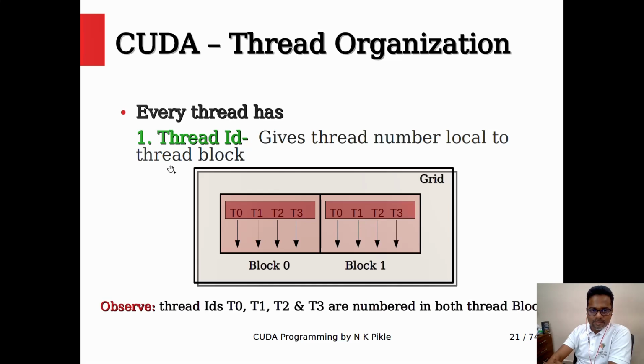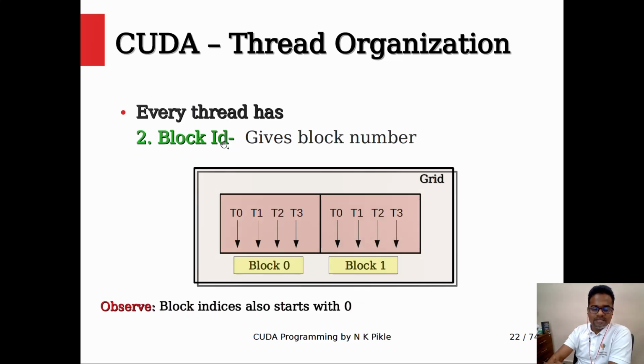Now we have another parameter, that is block ID, and this gives the block number. That means in which block the thread belongs to, we can find out using this blockIdx.x. Now one thing you can notice here, both the thread IDs and block IDs are starting with index 0. It is very important because typically in other programming we use indices starting with 1, but in C and CUDA programming we typically have indices for arrays as well as threads that start with 0. So if you want to find out the ID of the block to which that thread belongs, I can use blockIdx.x.